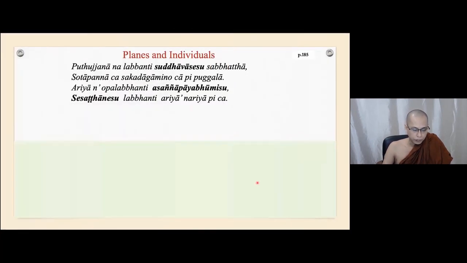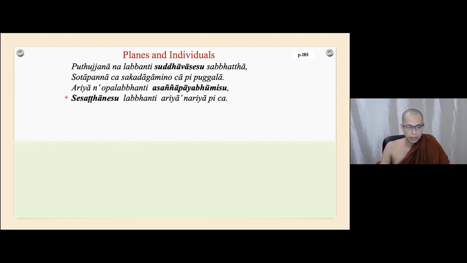Then let's continue to the individual in the plane of existence, as the second part of this lesson. So plane and individual. The text of the Abhidhammattha Sangaha says, Puthujjana na labbhanti suddhavasesu sabbatha, Sotapanna ca sakadagami no ca pi puggala. This is the text talking about the Suddhavasa planes of existence.